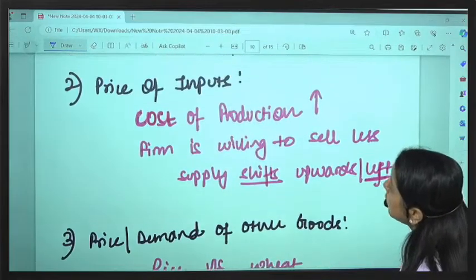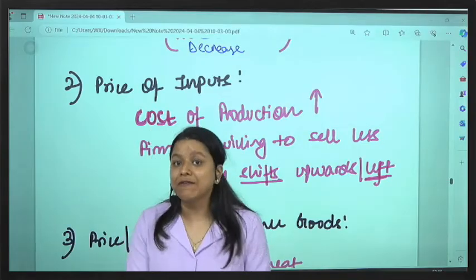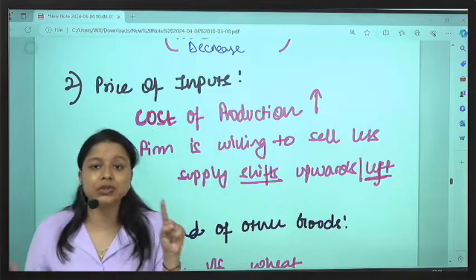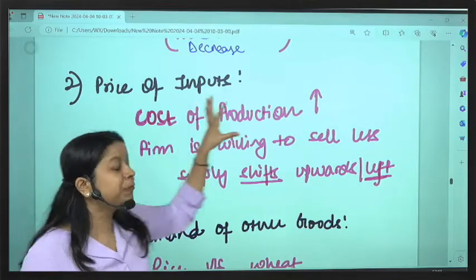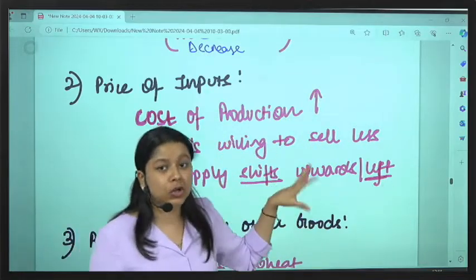Similarly, let's talk about price of inputs. Now, if I am saying that the cost of production, everything else, future price expectation, current price, everything else you can imagine of is constant. What is changing is the cost of production, which is increasing. What do you mean by increase in cost of production?